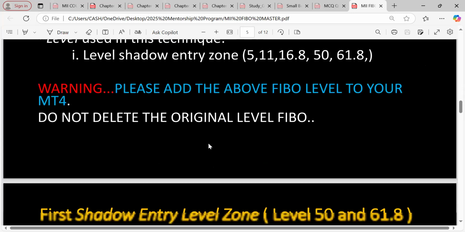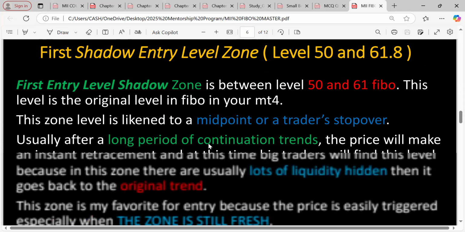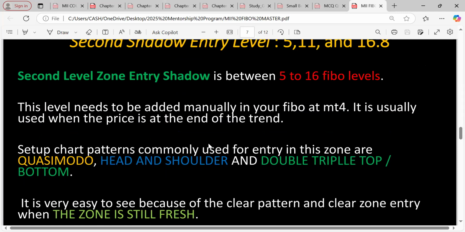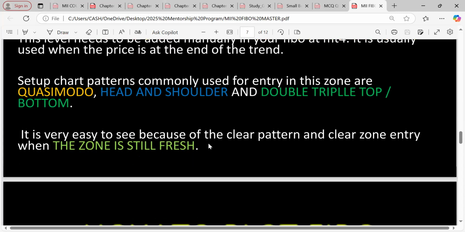In terms of understanding, the 5 to 16 level of the Fibonacci is where you are more likely to see a Quasimodo. Like I said, these are the levels of a reversal: a head and shoulders pattern, a reversal, a double or triple top, a reversal. And it's very important that you take some trades on these zones when they are still fresh. When I say fresh, I mean a zone where it is the first time the market is charting those zones.